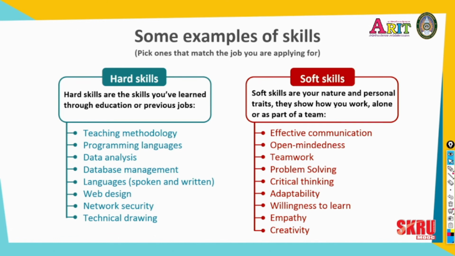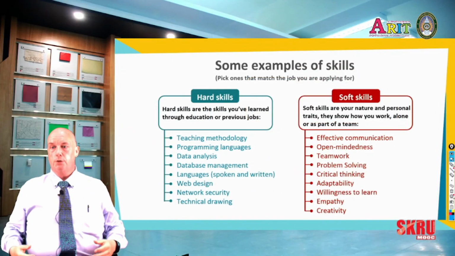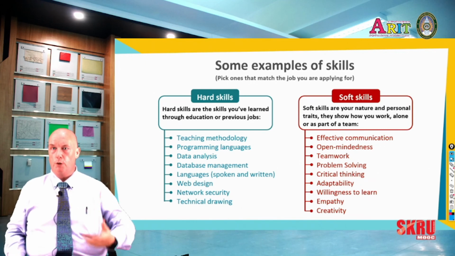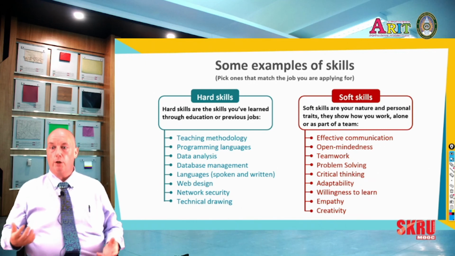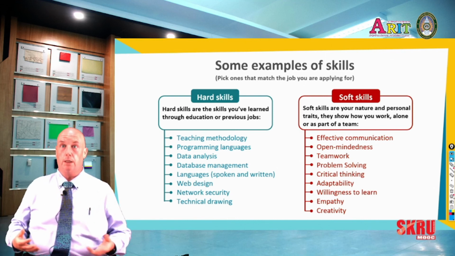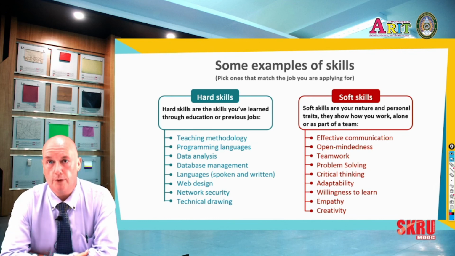The other side is the soft skills. These are our interpersonal traits and our abilities. So this is what you're like as a person. You're flexible and communicative. So effective communication, you're open-minded, you work well as a team member, you've got problem solving or critical thinking ability. These are soft skills.